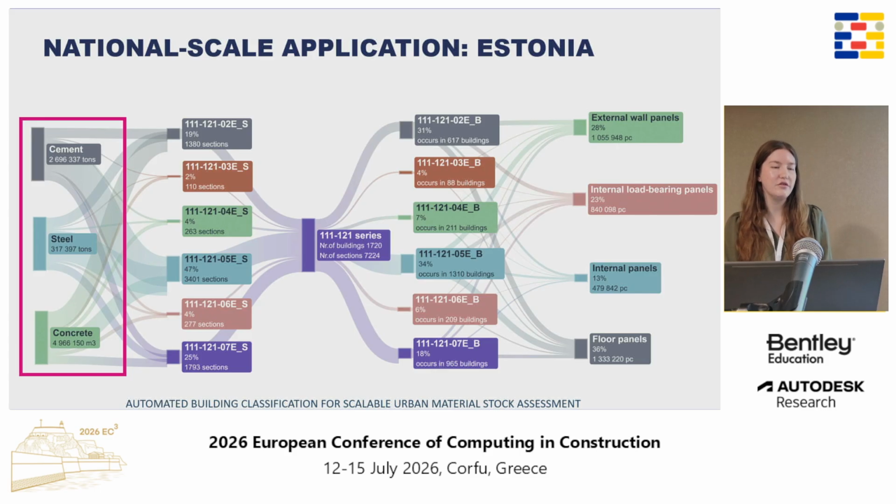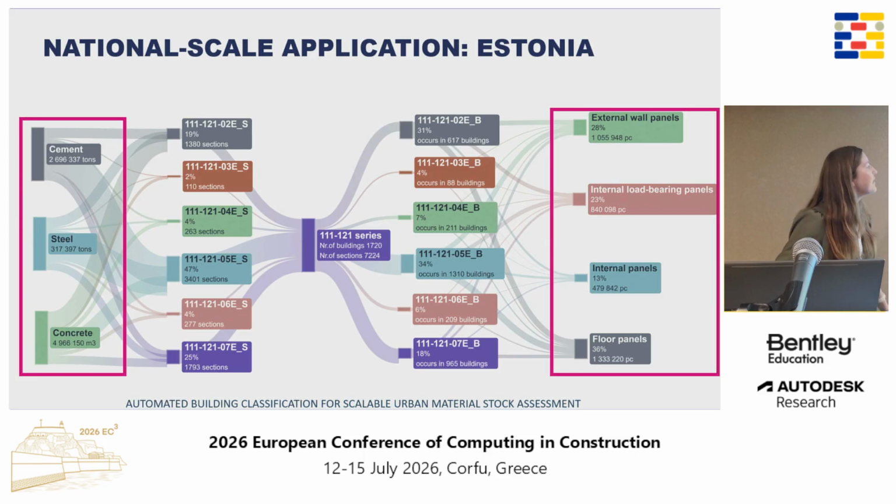Just to go quickly, we then selected one of the major series, and my coworker used these documents to create a material estimation. So generally this is what she would get: she was able to get how many external wall panels, internal load-bearing panels, internal panels, and floor panels there are over all these buildings that belong to this series, that belong to specific designs showcased here.